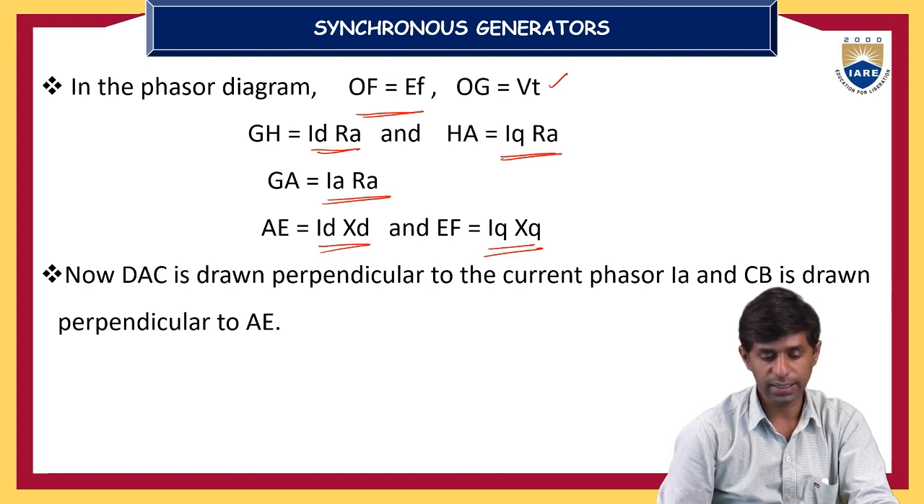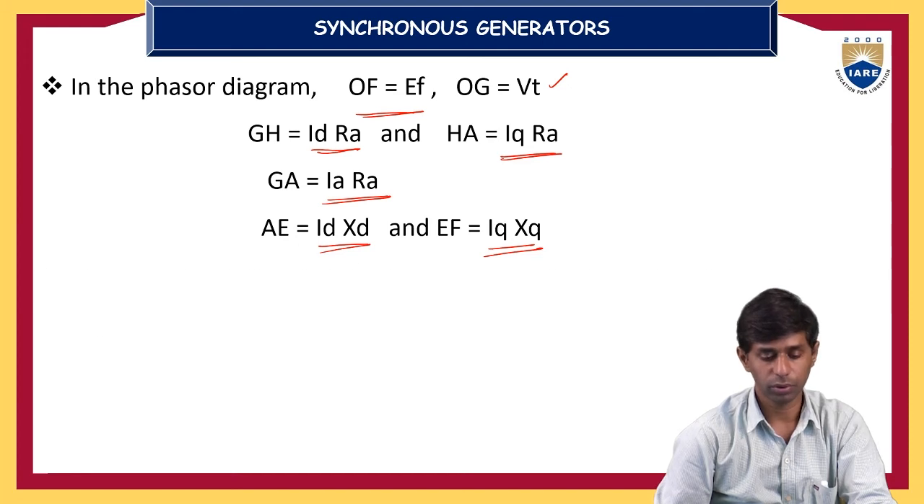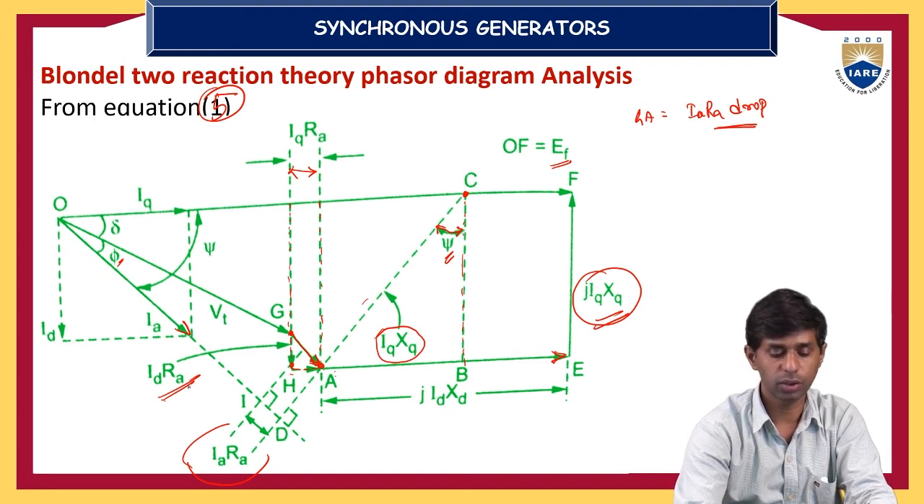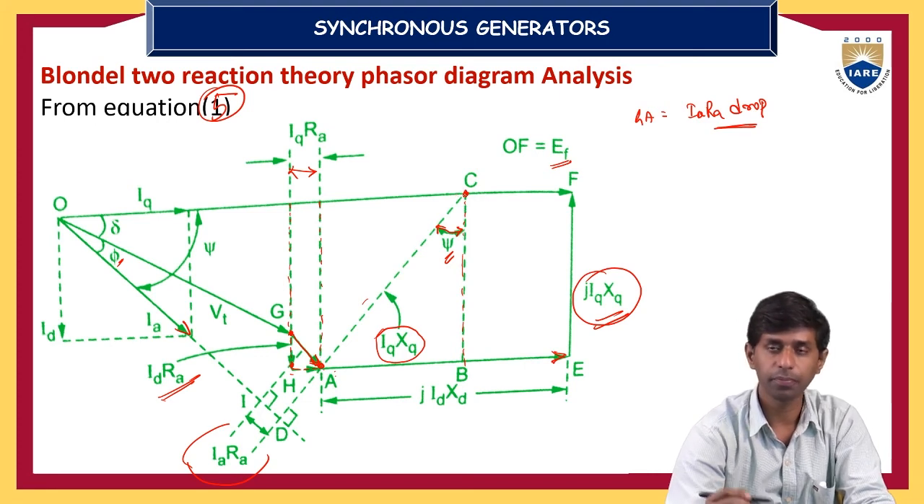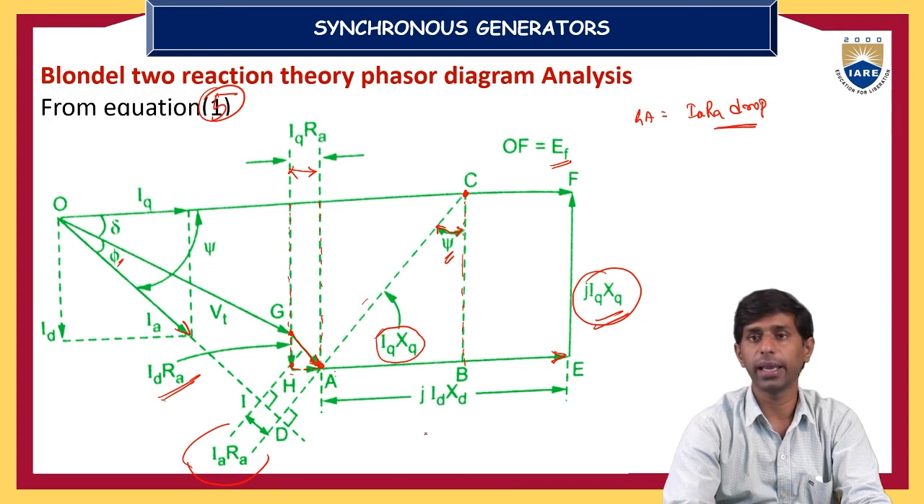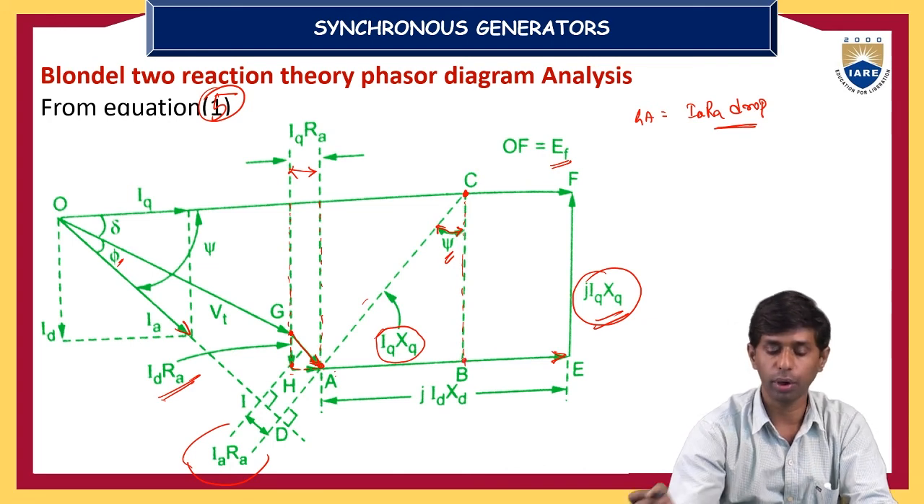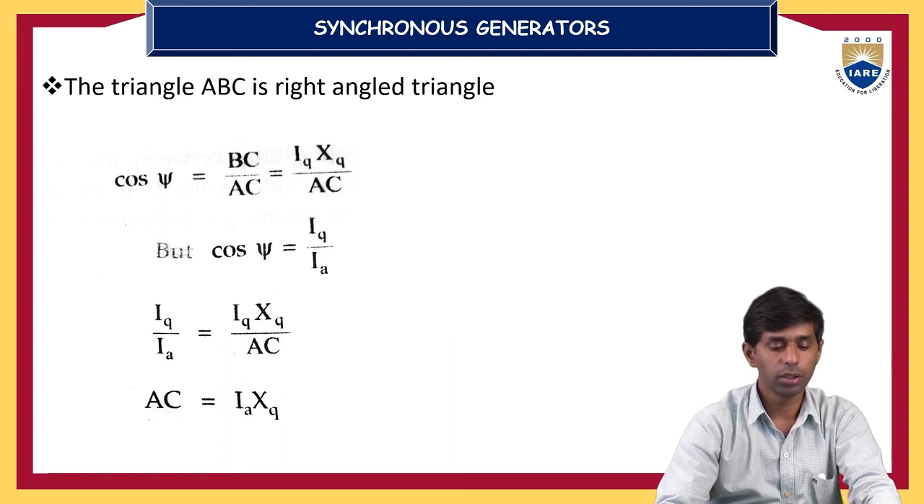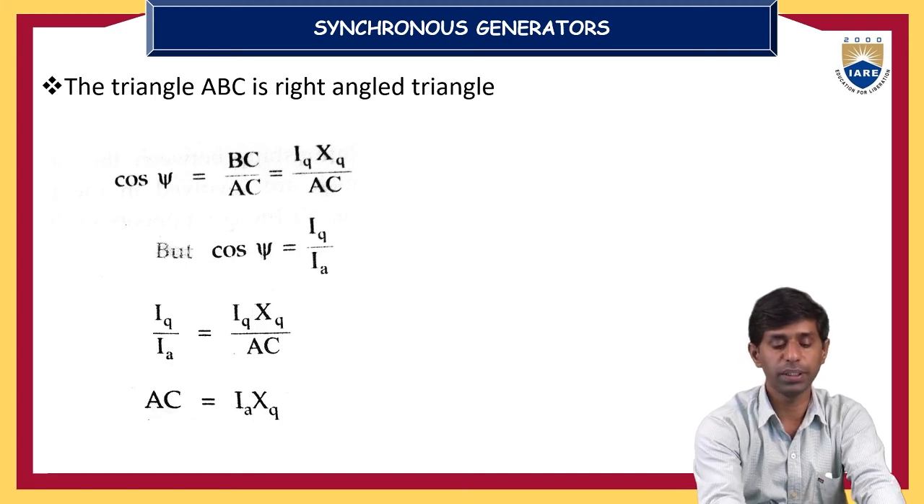Now DAC is drawn perpendicular to the current phasor IA, and CB is drawn perpendicular to AE. In the previous slide that we showed, DAC is drawn perpendicular to the current vector, which intersects your OF at point C, and from the C, drop a line towards the AE that intersects your AE at point B. Triangle ABC is a right angle triangle. So from the triangle, cos psi is equal to BC by AC.